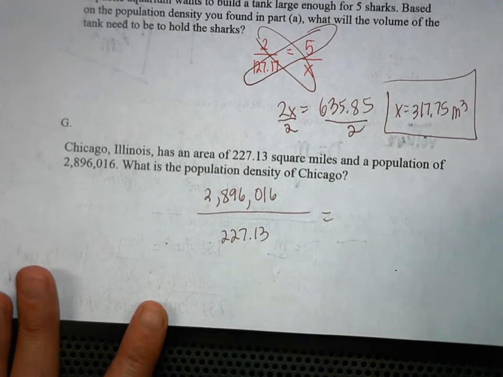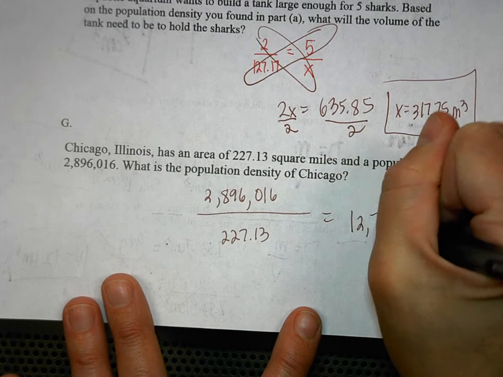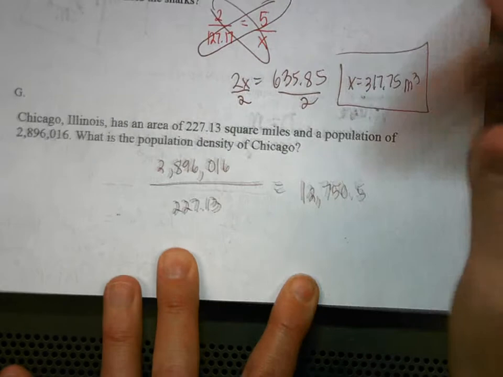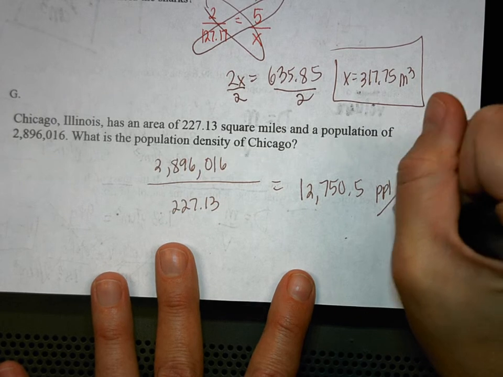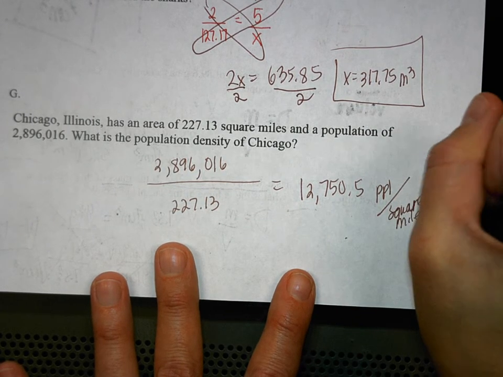We type that into our calculator and we find that we get 12,750.5 people, and the abbreviation for people is PPL, divided by square miles. People per square mile. And that's my answer.